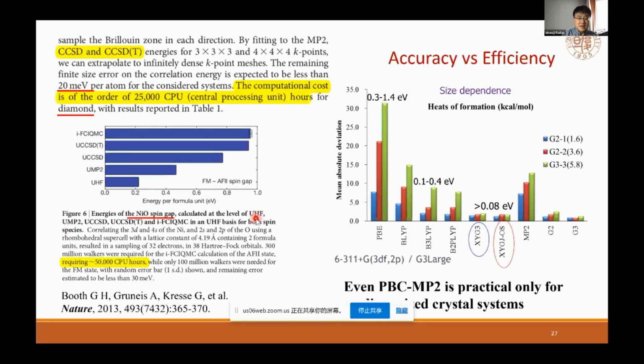It is true that the functional is good, but in real applications we have to balance the accuracy and the efficiency. So even MP2 is only practical for medium-sized crystal systems. So this also imposes a limitation on the XDH functionals for practical use.